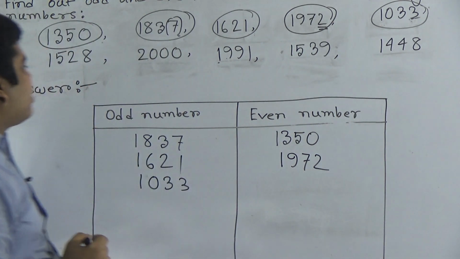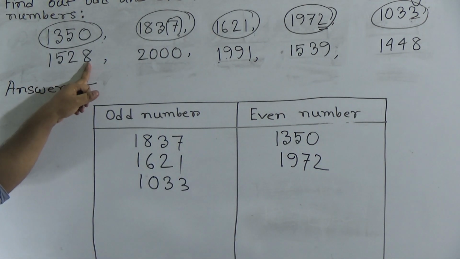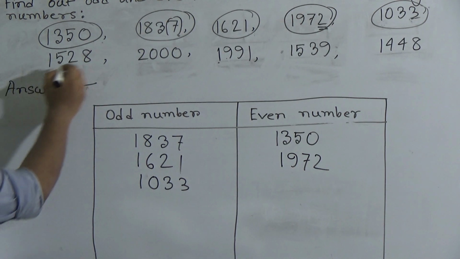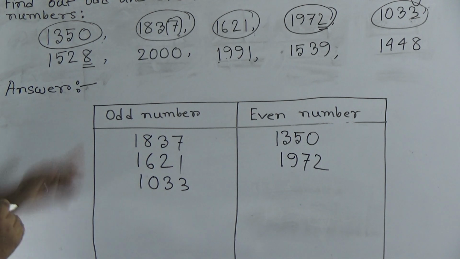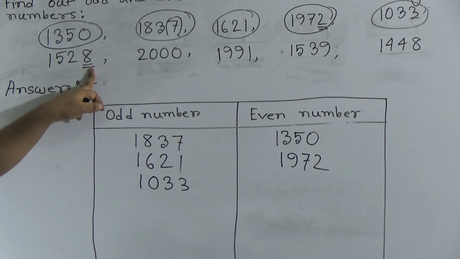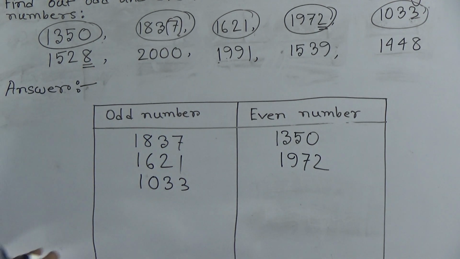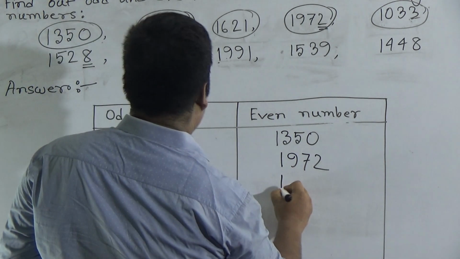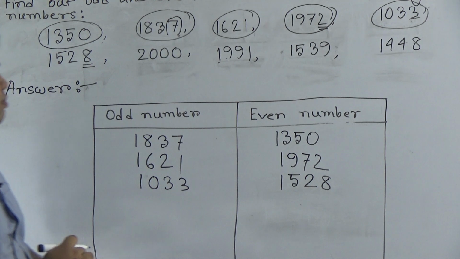Next we shall go to our next number, and it is 1528. My dear students, we check only its ones place number. It is 8, and 8 is the notation of an even number, and as 8 is an even number, so we say 1528 is an even number. So 1528 is written in the even number box.